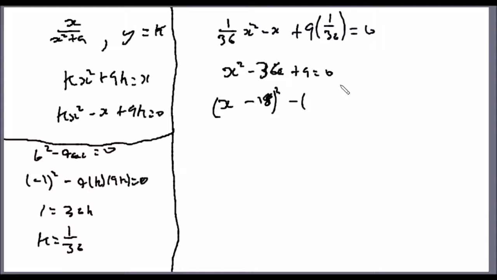That's 324. Let me just check that, I'm pretty sure it is. Yeah, it is. So x minus 18 squared equals minus 315. Okay, that's not right. Alright, which equals 0.